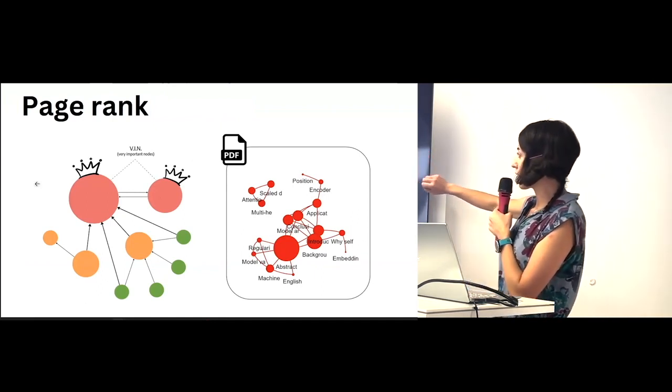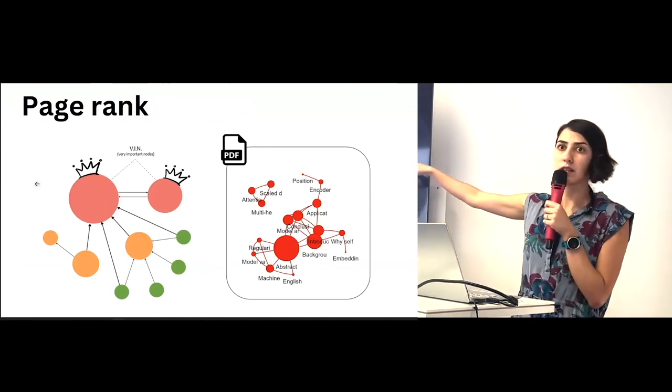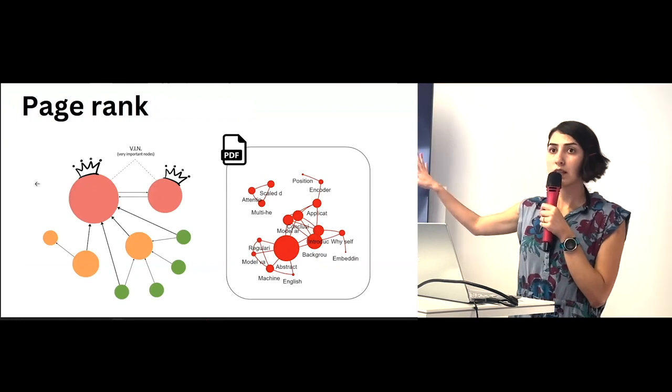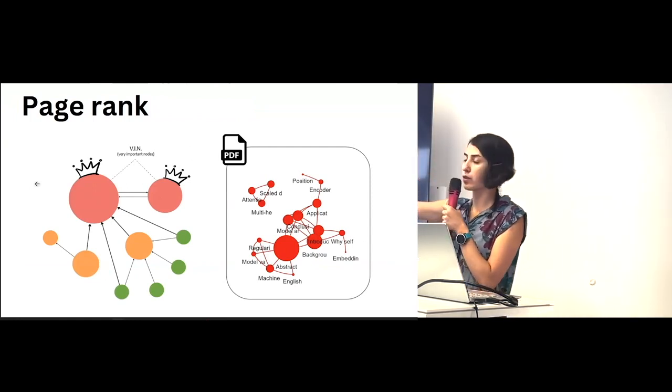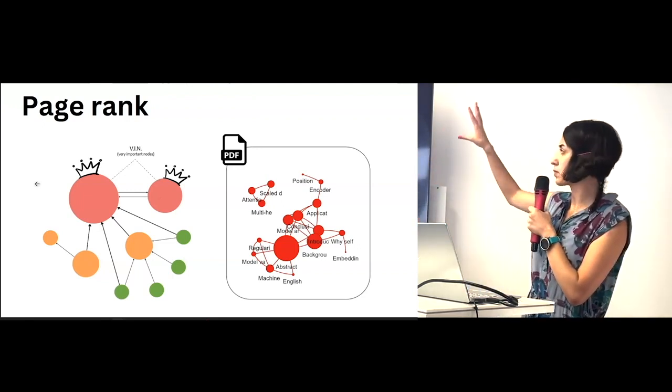But the thing is that other than having the nodes and edges there, we also have different sizes in the nodes. And what we are using for that is the PageRank method. What it means is that when you have a bigger node, it means that this node is more important to read.